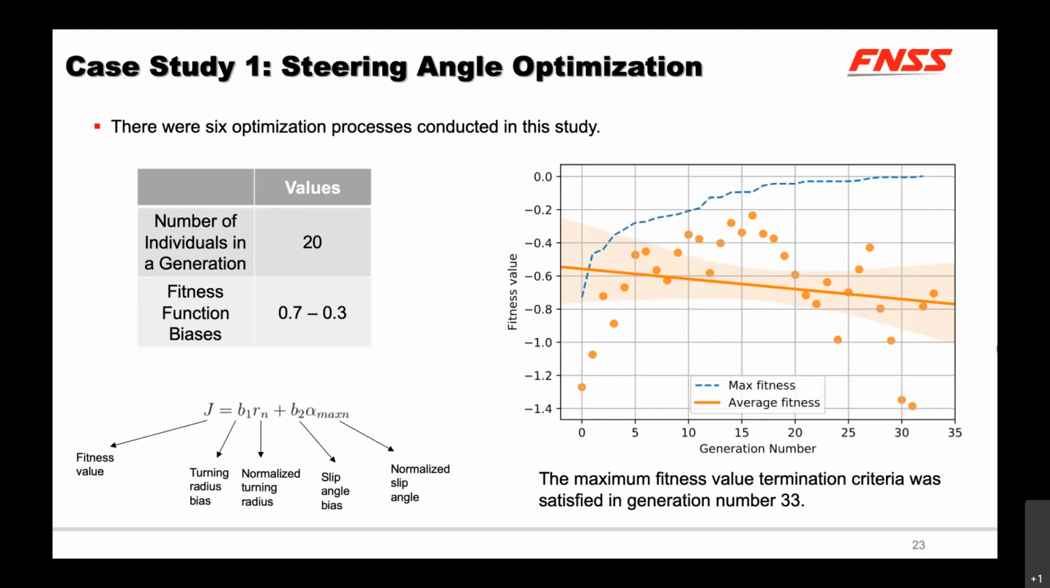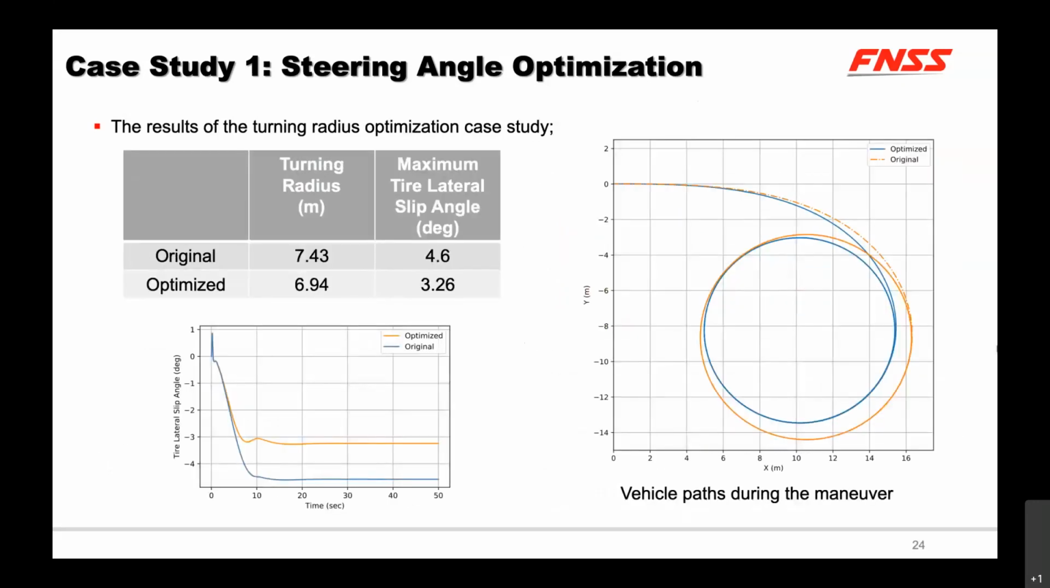This is because we are using a very aggressive genetic algorithm in this case study, which is a high risk, high reward genetic algorithm. It finds a minima very quickly, but it also diverges in the other individuals. And as a result, we have a lower turning radius and lower maximum lateral slip angles than the original configuration, as you can see here.